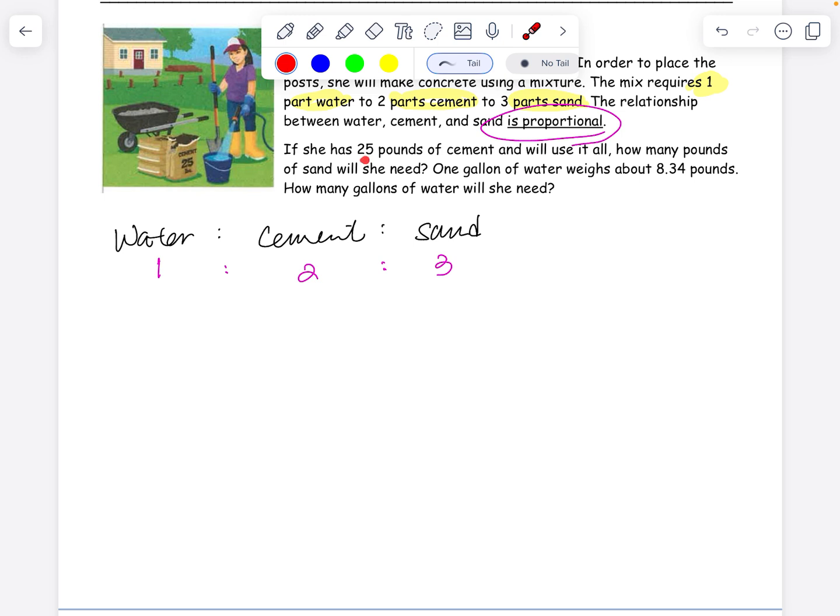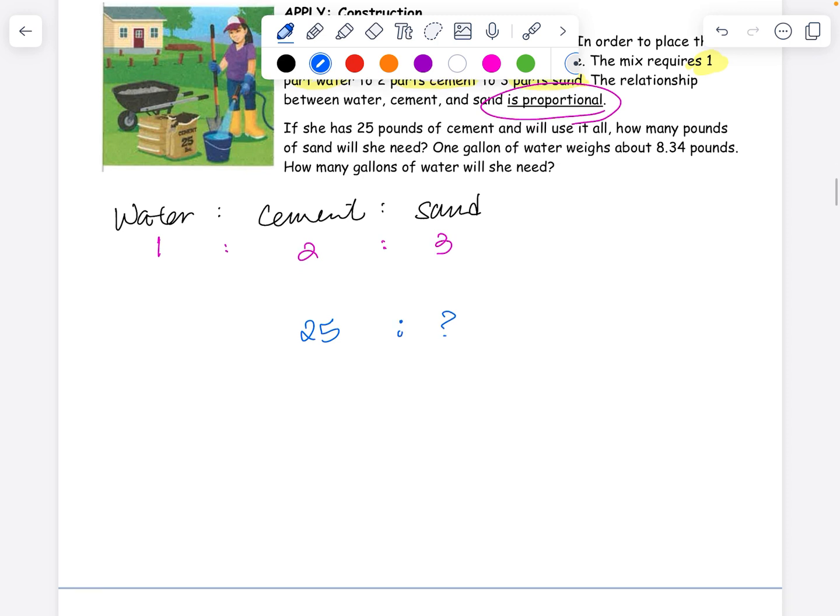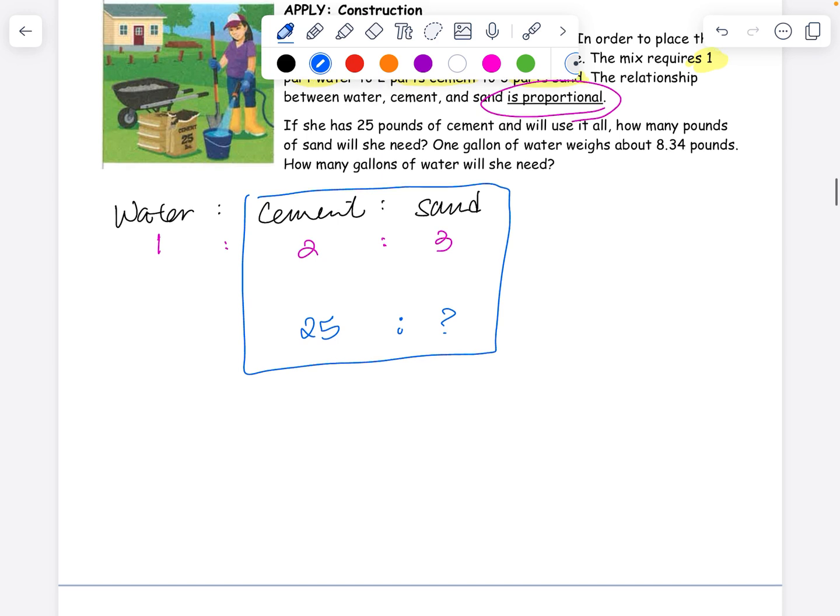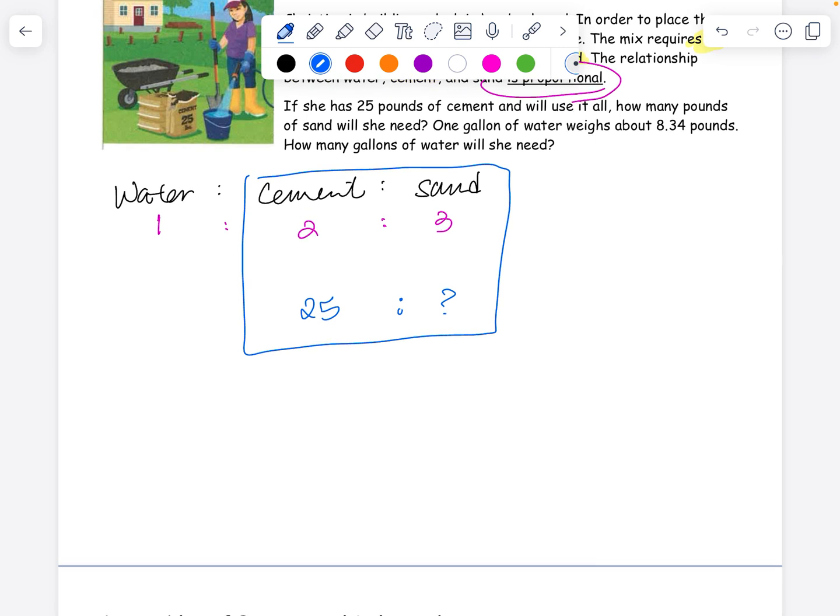Now she has 25 pounds of cement. Cement is right here, and she is using 25 pounds of cement. She's making a lot. She wants to use it all. How many pounds of sand will she need? They want you to figure out how many pounds of sand she'll need. The best way to figure this out is to ignore the water for now and just look at these two, and make a ratio of cement to sand.